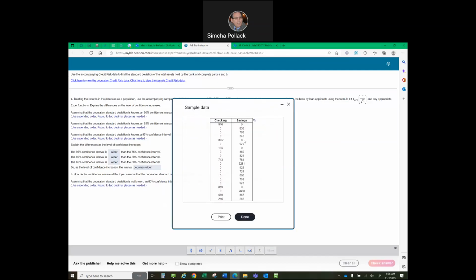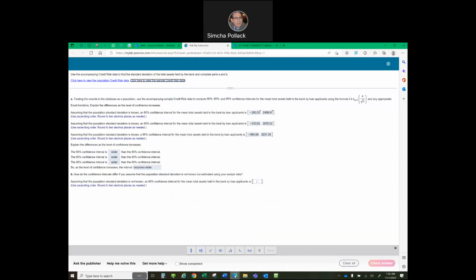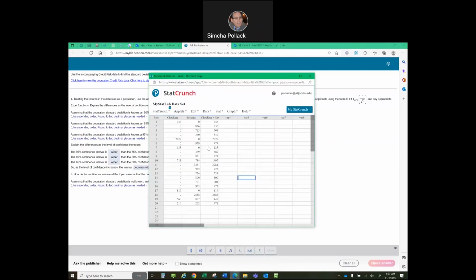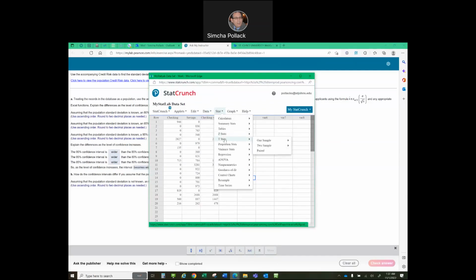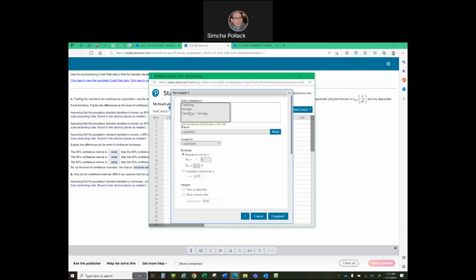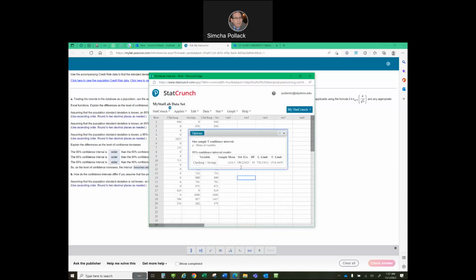You just go to open in, oh, got to go back to our combined, get rid of this. Now we're going to do the following. Stat, t-stats now, because we don't know the standard deviation. One sample with data. This is a variable. You want it to be 95%, I believe. Compute, and it's 720.15, copy.